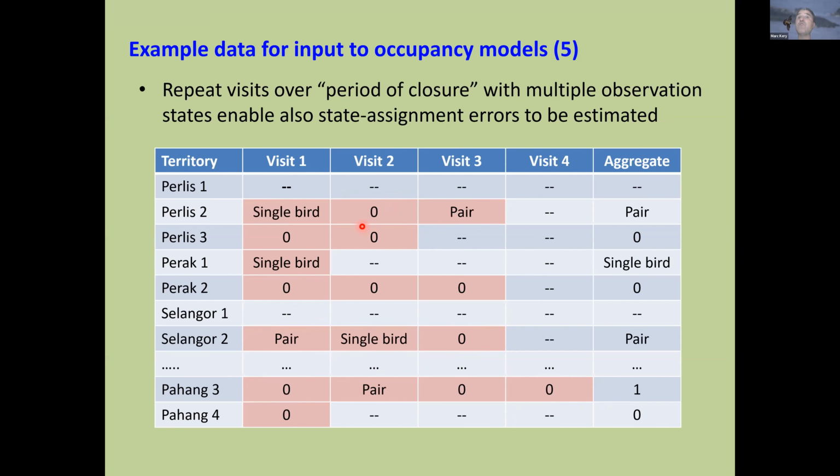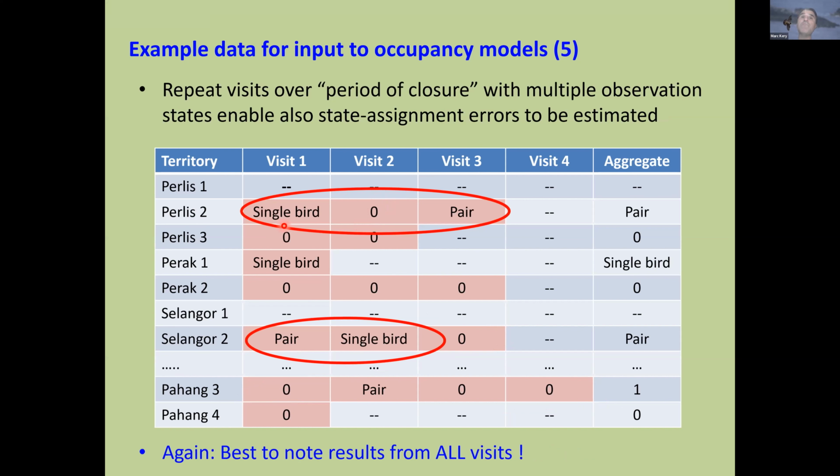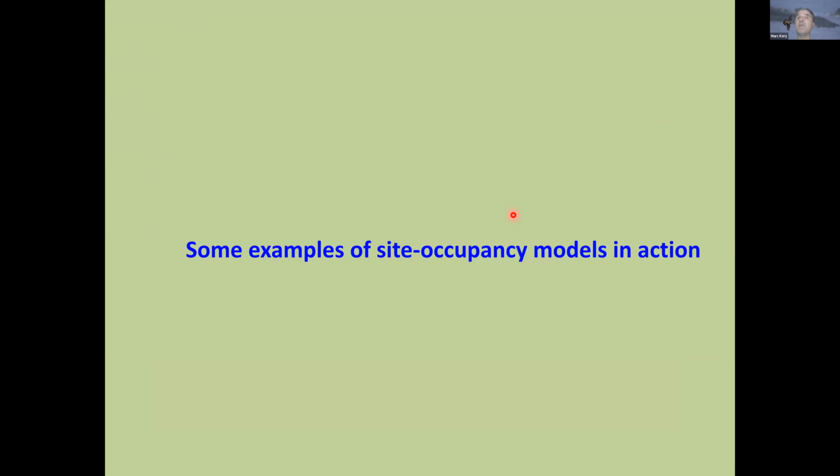Likewise, if we have multi-state observations, again, so-called mixed histories, a single bird seen on one visit, a pair seen on the others, they contain most of the information about the state assignment errors.